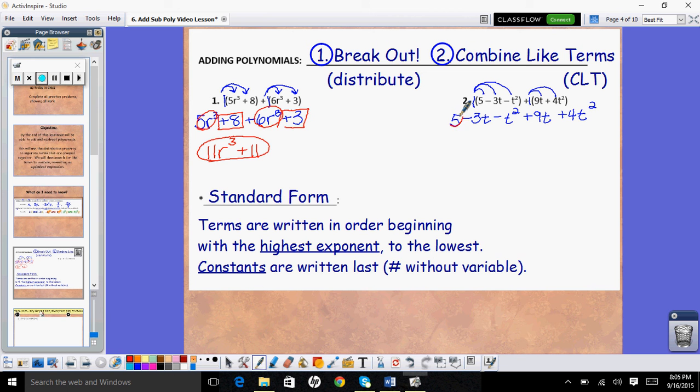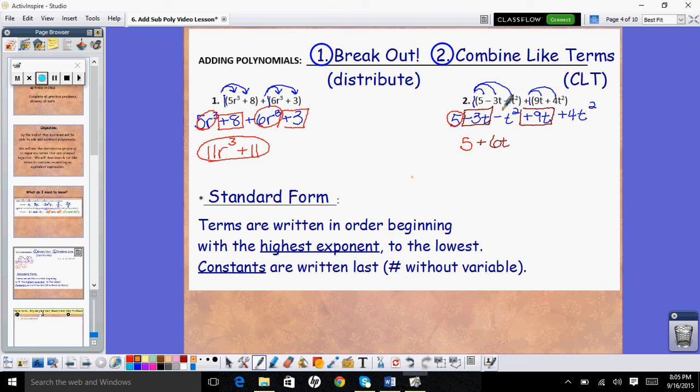Okay, if I go in order from left to right, I see I have 5. Are there any other constants? No, so I still have 5. Now, I can look at negative 3t. Be sure when you put your shape around the term to include the sign in front of it. So I have negative 3t and positive 9t. These combine to give me positive 6t.